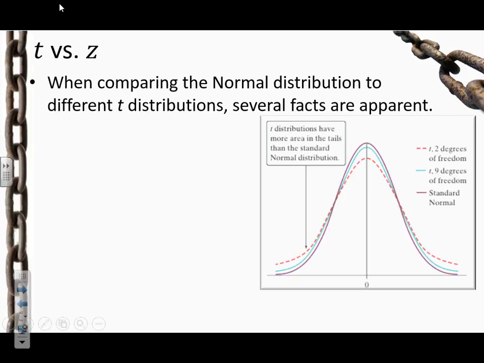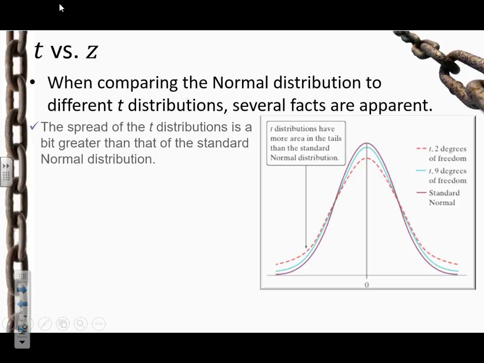We illustrated it earlier. Here's just another way to visualize what's happening here. When you're comparing the t distribution to the normal distribution, t to z, several facts become apparent. First, the spread of the t distribution is a little bit bigger than the spread of the standard normal distribution. So when we look at this, the curve, I'm going to put it in black here. This purple curve here is the normal distribution. Now, that's the normal distribution for a set of data.